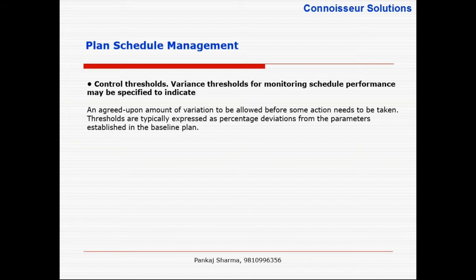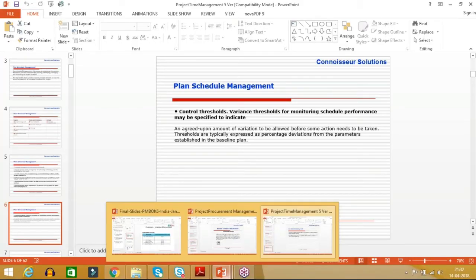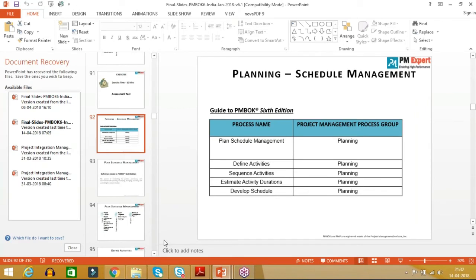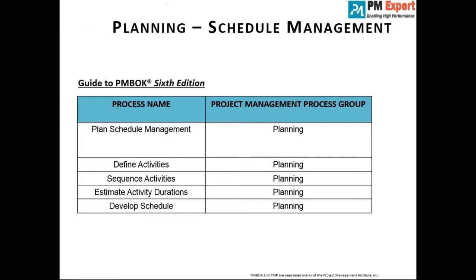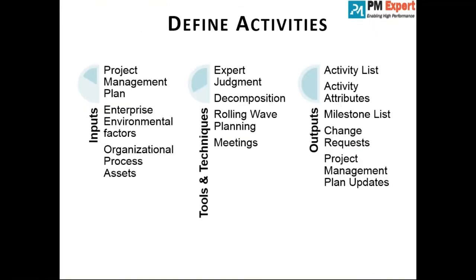Now, can we go back to the process? The first process is plan schedule management, which will give you a schedule management plan. Now, let's start with the core processes. Can we start with the core processes? Define activities. Now, this is the core process, define activities.